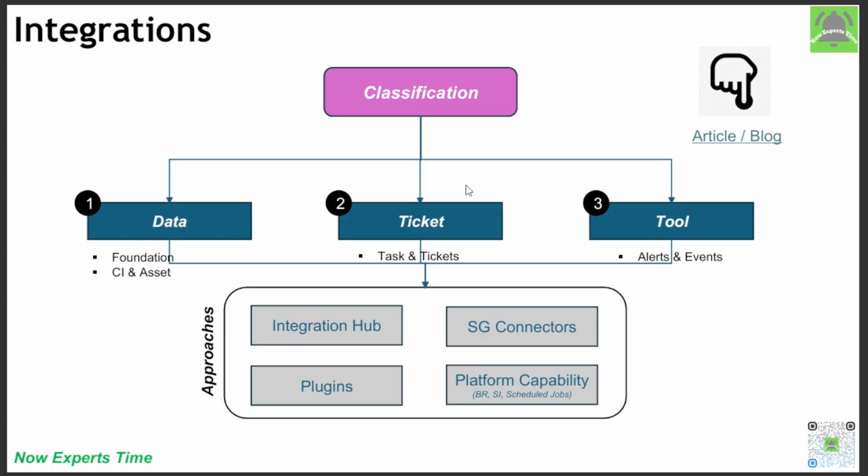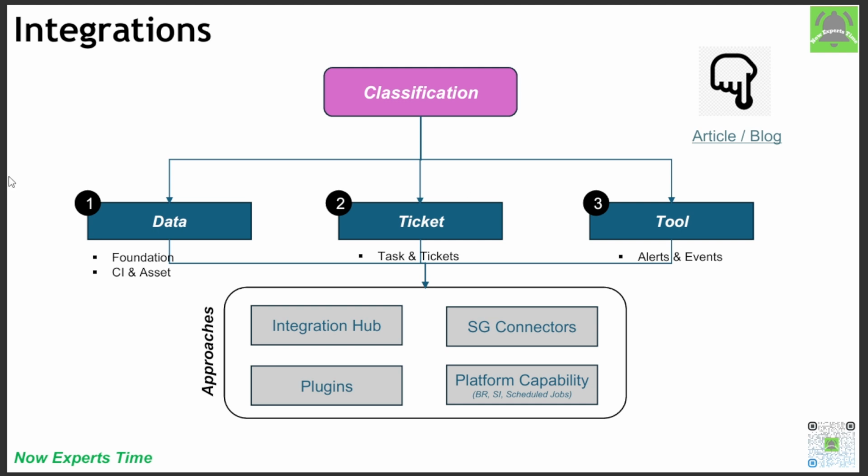Next, tool integrations. Simply we call it alerts and events monitoring tools. We use them from an infrastructure management or operations point of view. Some alert is created, some ticket needs to be created, and it is notified immediately. Before any problem occurs, it should be identified and solved. Those types of use cases can be handled via tool integrations.